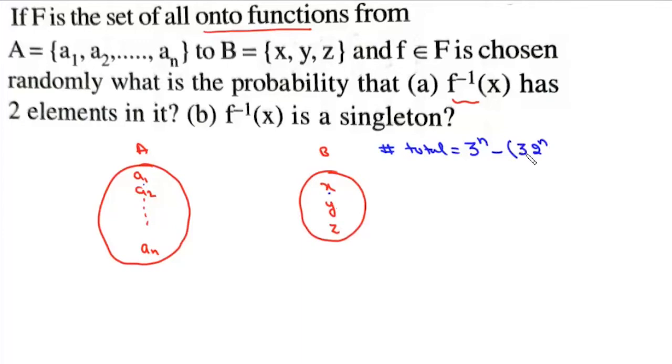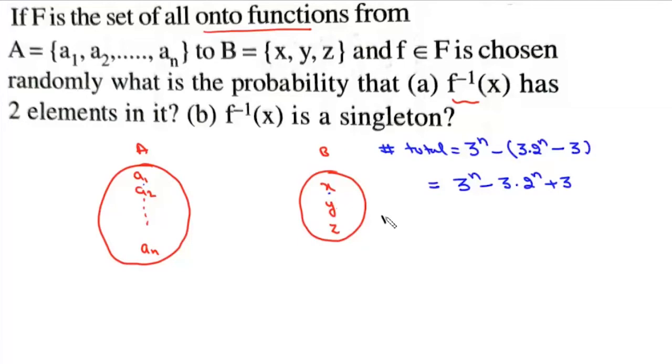So it will be 3 into 2 to the power n, minus the case when 2 of them are missing. If x and y are missing, all of them go to z. So it will be this minus 3. So the total number of onto functions from A to B will be given by 3 to the power n minus 3 into 2 to the power n plus 3.